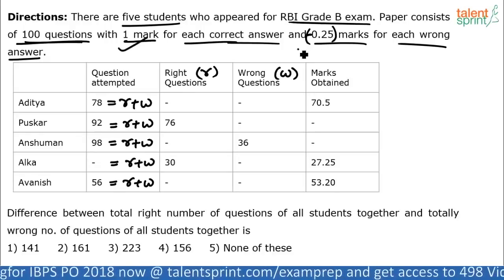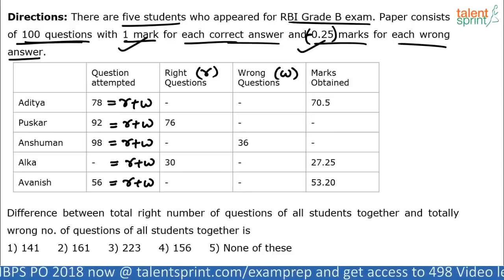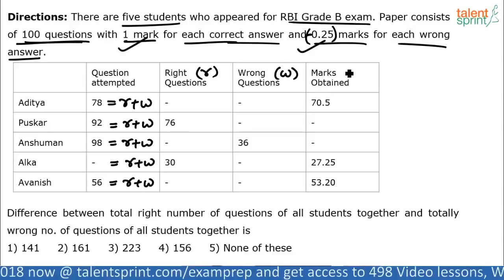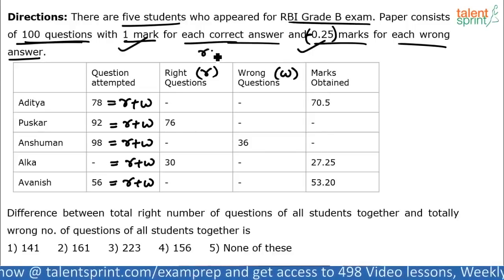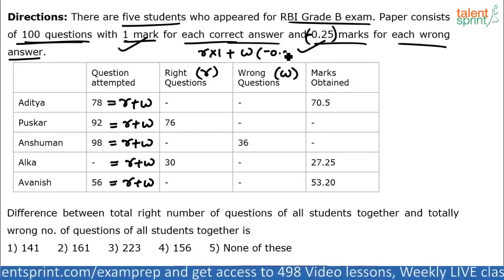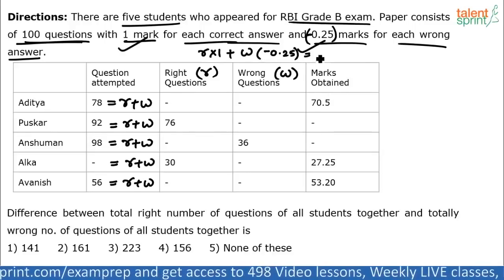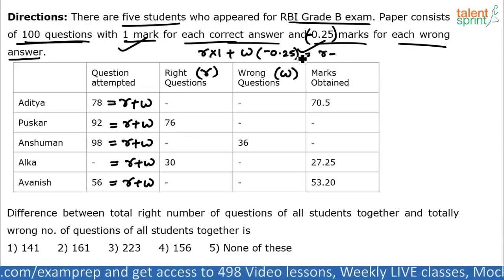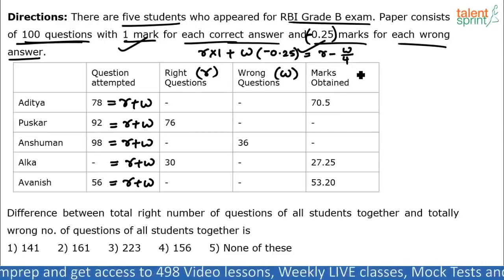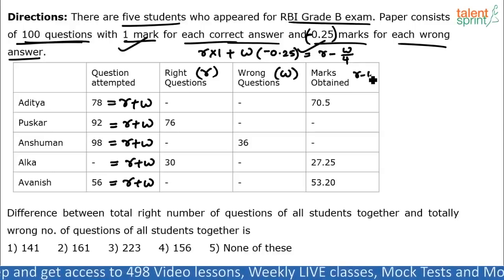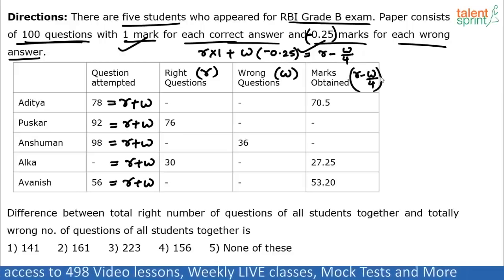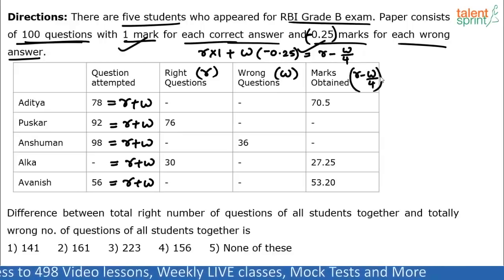And for each wrong answer, you will be given minus 0.25 marks. So how will you find out the total marks obtained by a student? See, number of right answers into 1 plus number of wrong answers into minus 0.25. So this comes out to be R minus 0.25, which can be taken as 1 by 4, so W by 4. So basically what is given in the column number 4 here is R minus W by 4. You're getting it? R, W and R minus W by 4.